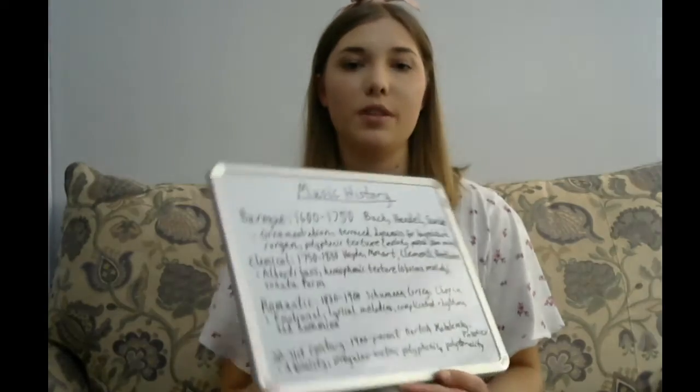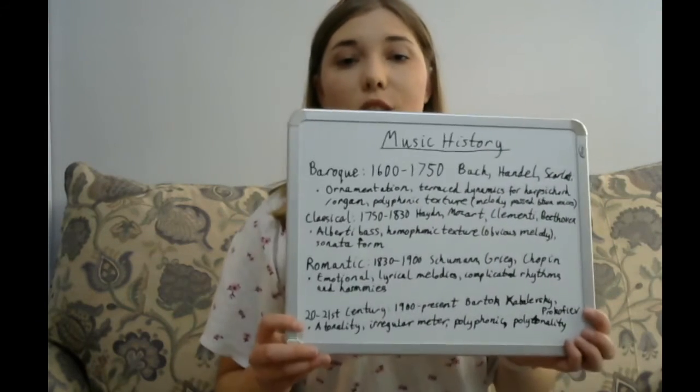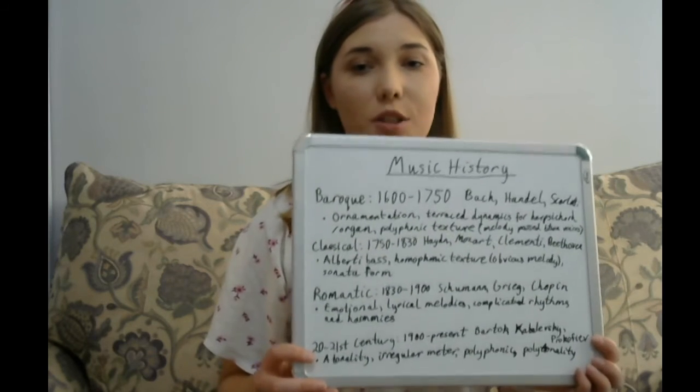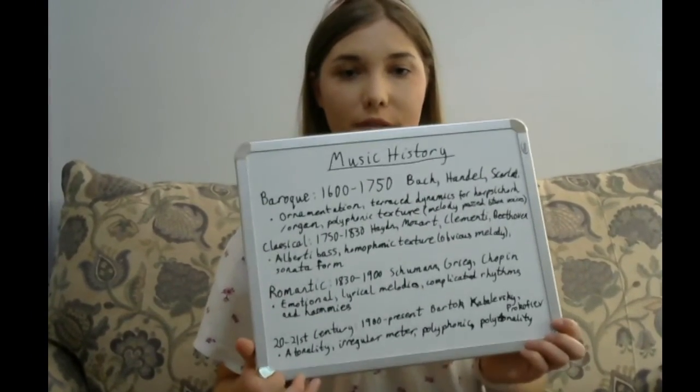And the rhythms and the harmonies get a little bit more complicated than you see in a lot of classical and Baroque music. And the final period of music history, which technically we're kind of in right now, some people call the contemporary period. It's really just 20th to 21st century. So 1900 to the present, which obviously 100 years ago, or 121 years ago, is not exactly contemporary. They just haven't really come up with a name for that yet. Some composers you might recognize are Bartok, Kabalevsky, and Prokofiev.